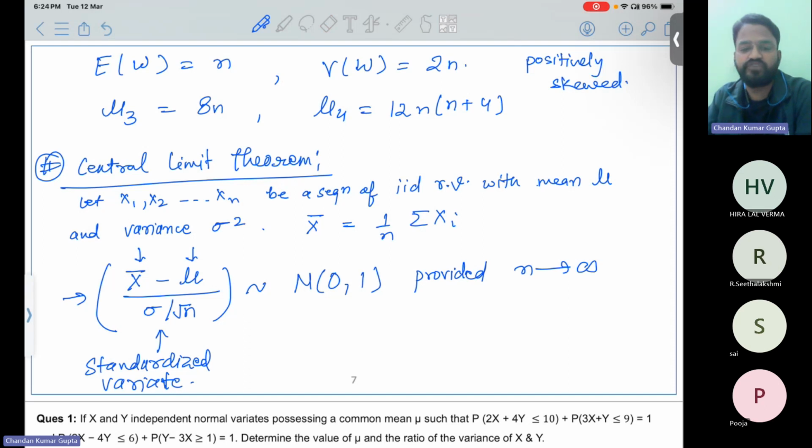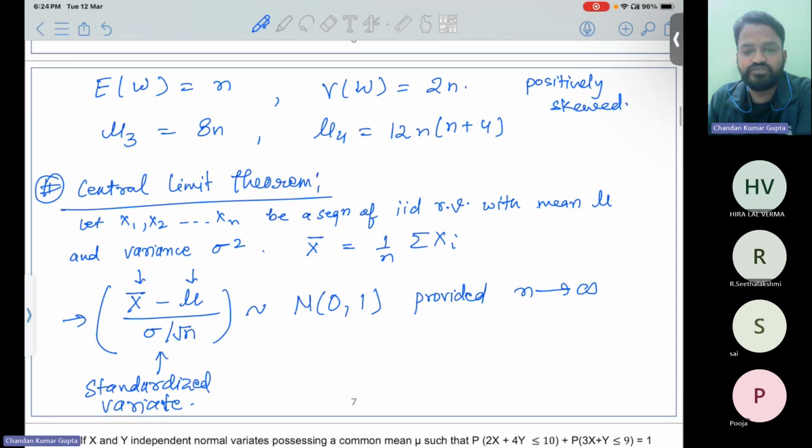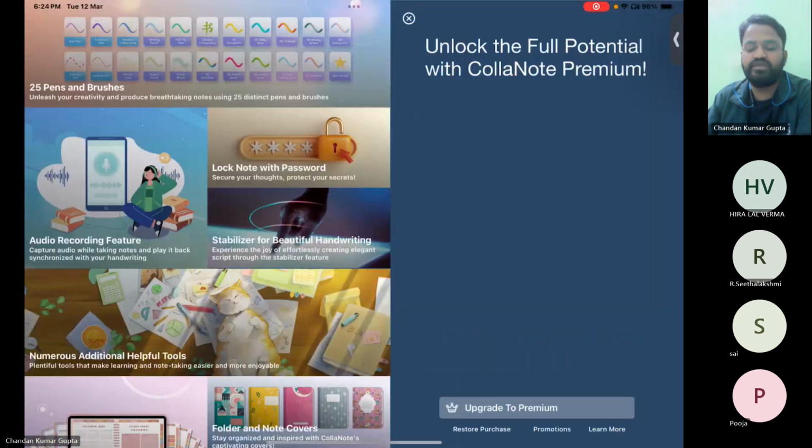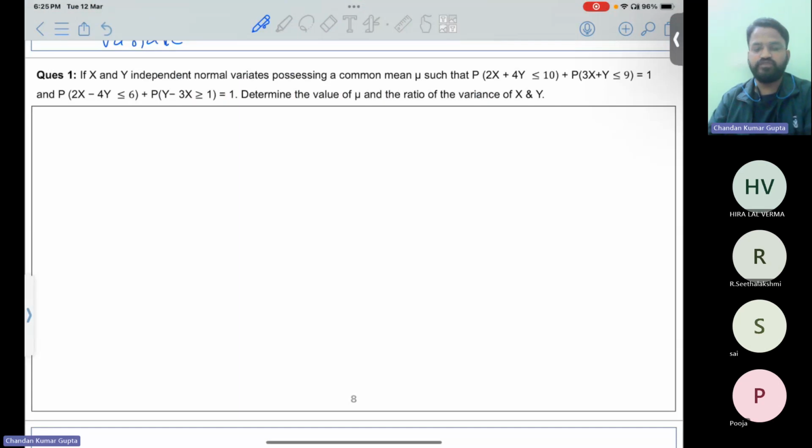If we have a large n and we do not have any information regarding the distribution of the variables, then we may say that the sample mean of these variables is asymptotically normally distributed with 0 mean and variance 1. So these are some of the topics covered in the 7th week lectures. Now we will discuss the numericals. If anyone has any doubts, please ask. Otherwise, we will start solving questions.